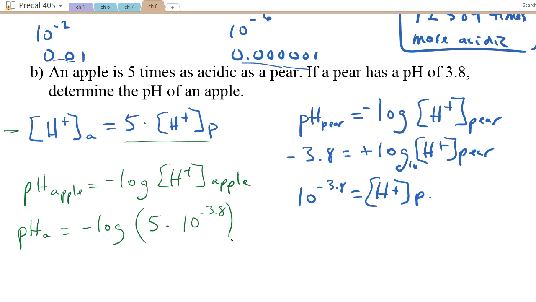Just to review, how did I figure that out? I took this value here. It's the H plus hydrogen ion concentration of an apple, and that's exactly what this is. It's the same notation. Here I just wrote A instead of apple, and that is equal to 5 times the hydrogen ion concentration of a pear. That's exactly where this comes from. So 5 times 10 to the power of negative 3.8.